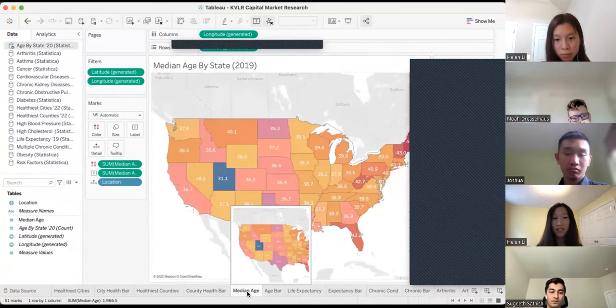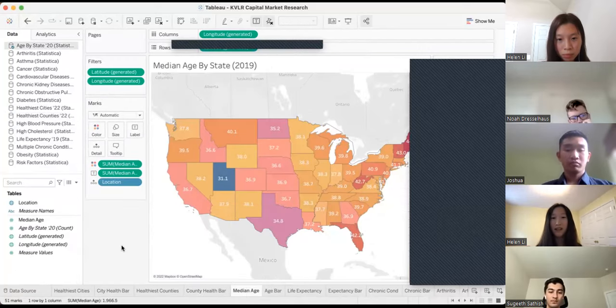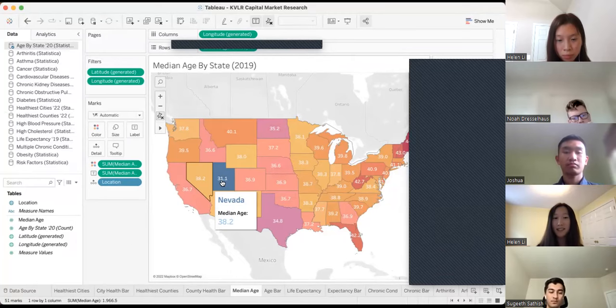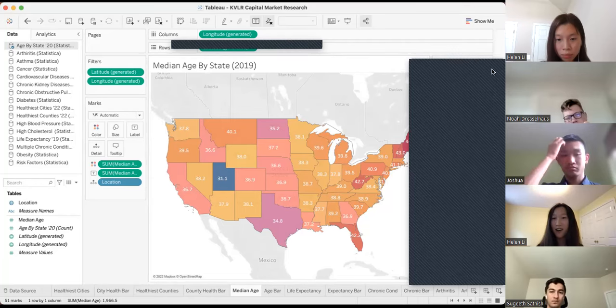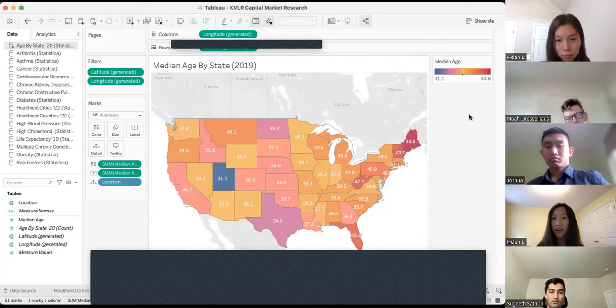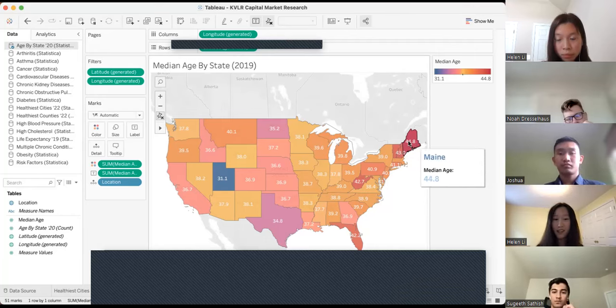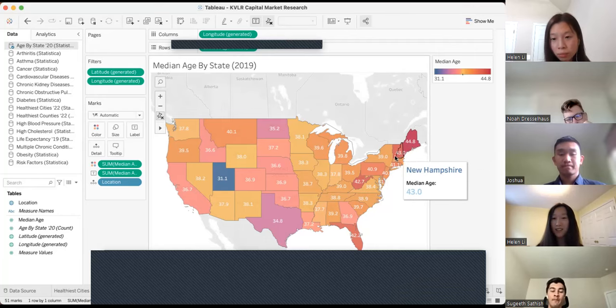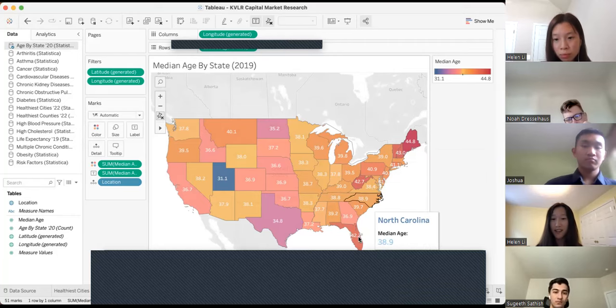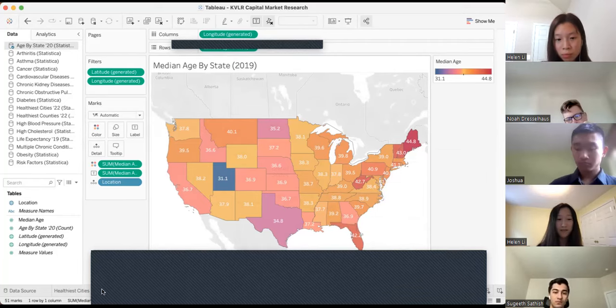This next worksheet is on the median age by state. We can see the youngest median age is in Utah, where it's about 31.1. And there are a lot of darker red colors that indicate a higher median age. Here around Maine, it's 44.8 years old, and also relatively higher in the upper Northeast and in Florida as well.